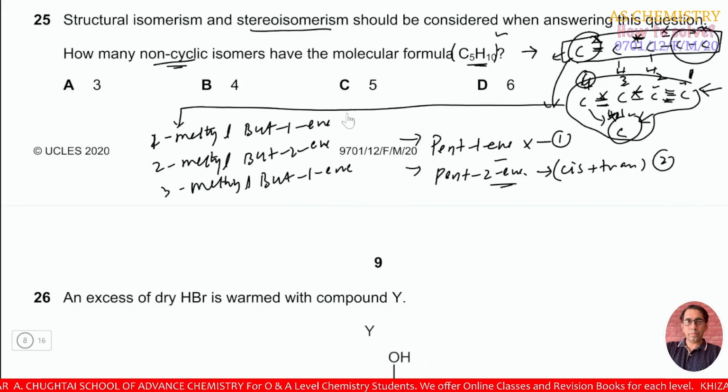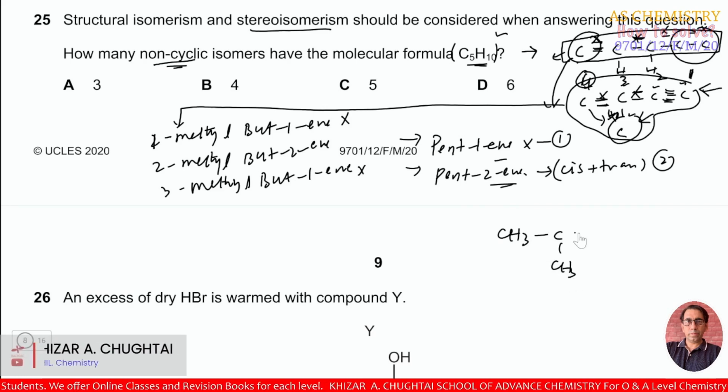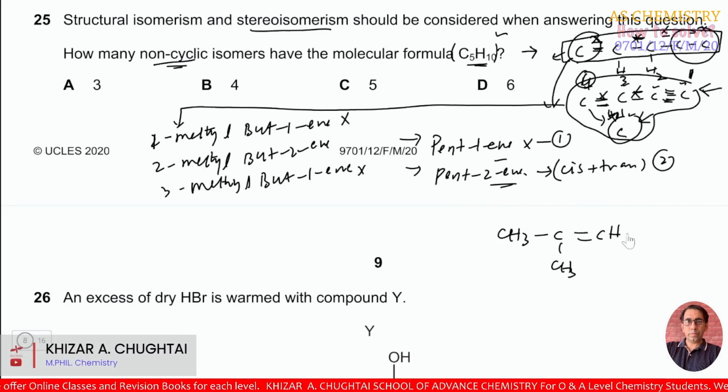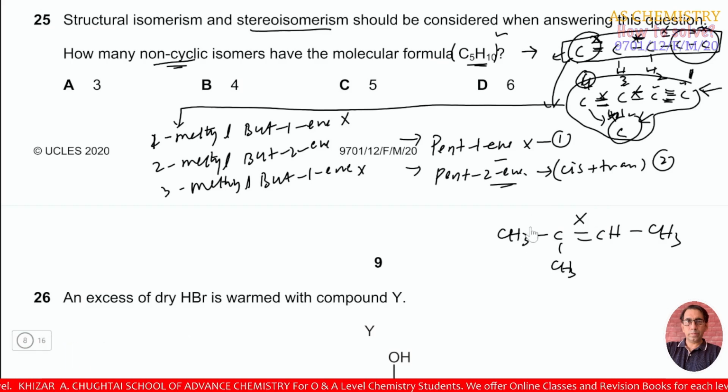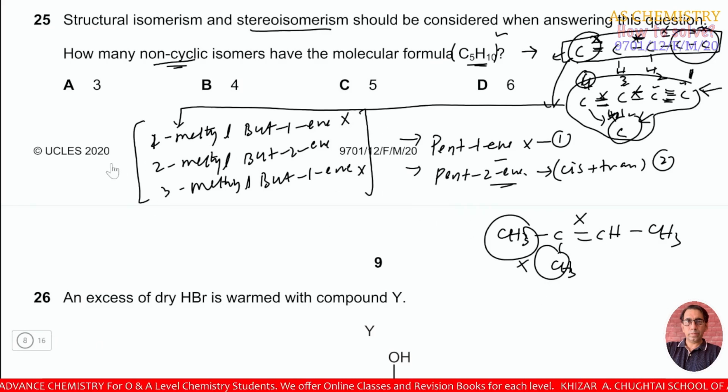1-ene cannot show any sort of geometric isomerism or stereoisomerism. 2-ene maybe, but in this case, if this is 2-ene, CH3, CH3 double bond, CH3, this double bond cannot exhibit cis-trans isomerism because these two are similar groups. So only these 3 structural isomers are possible.